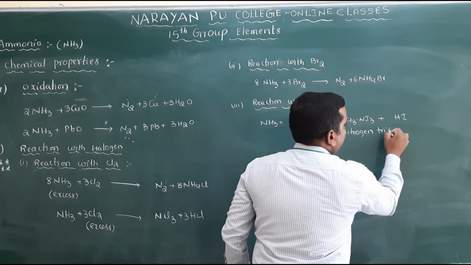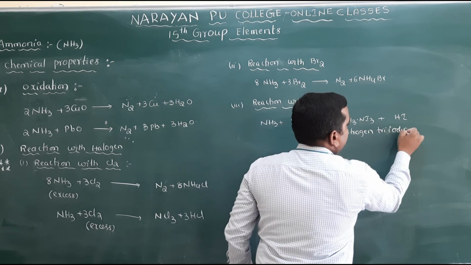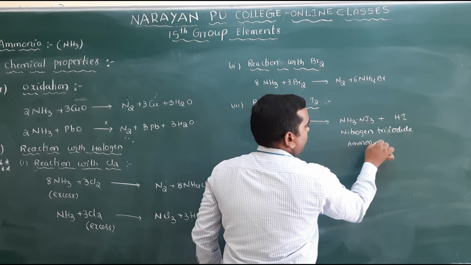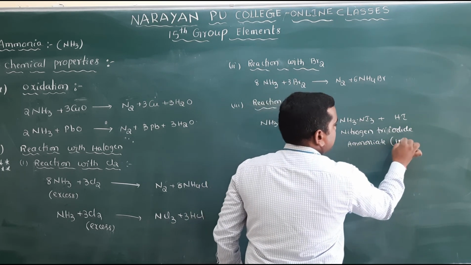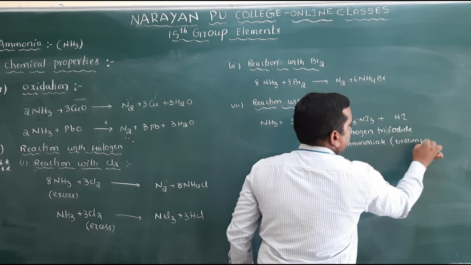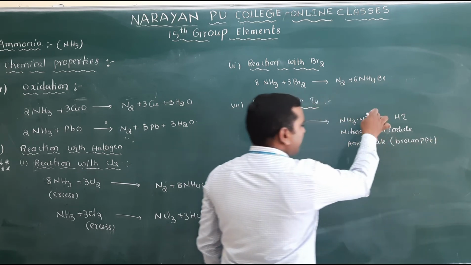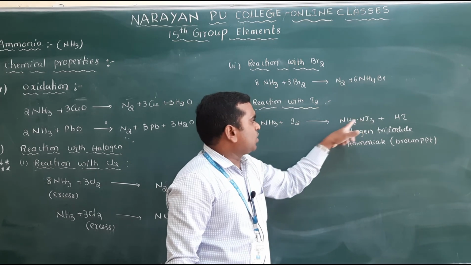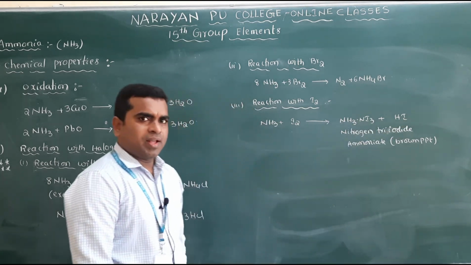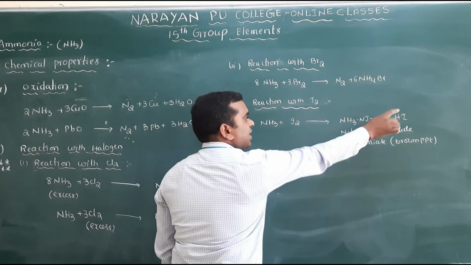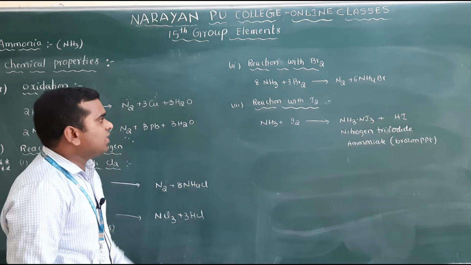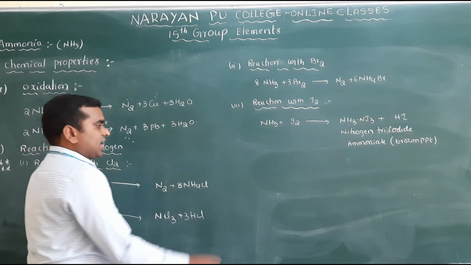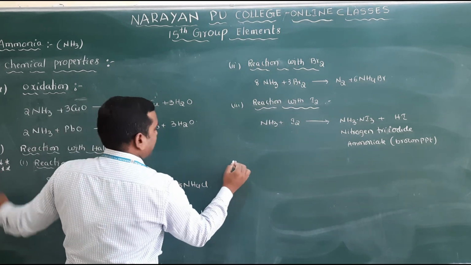triiodide ammoniate. Clear? This is a brown precipitate. Brown precipitate, very, very unstable. Again it dissociates into nitrogen and iodine. Clear? Nitrogen and iodine will be removed. Clear? So this is reaction with halogens.